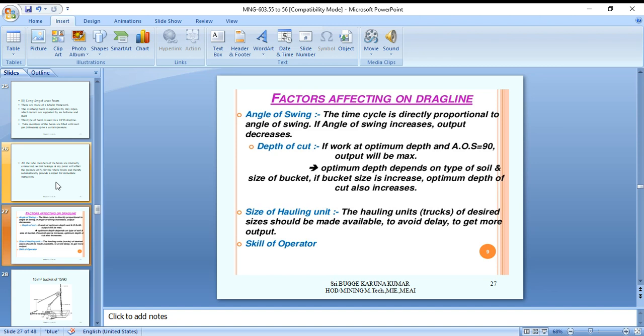Size of hauling unit: hauling unit trucks of the desired size should be made available to avoid delay and get more output. Skill of operators. These are the major factors affecting dragline performance: angle of swing, depth of cut, size of hauling unit, and skill of operators. These four factors have a major influence on the dragline.